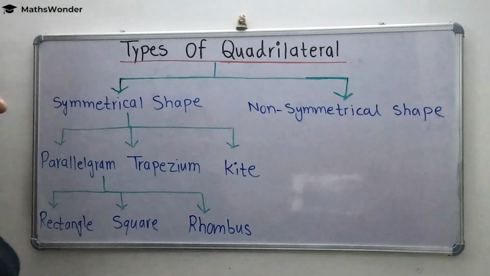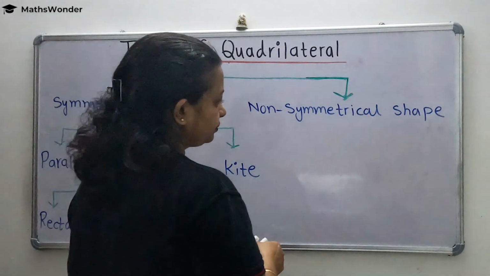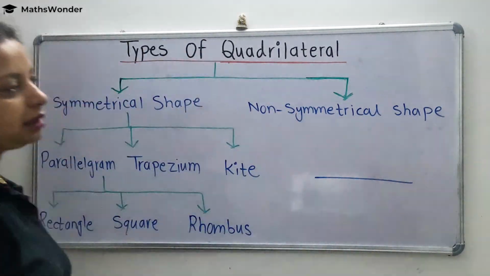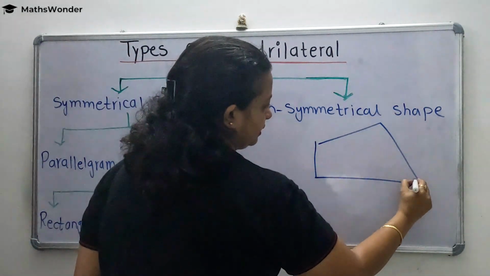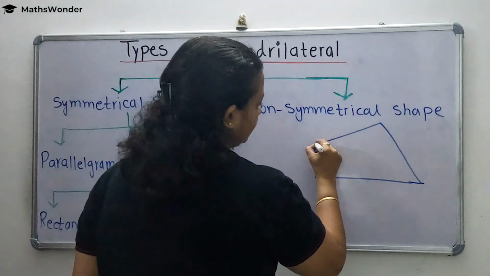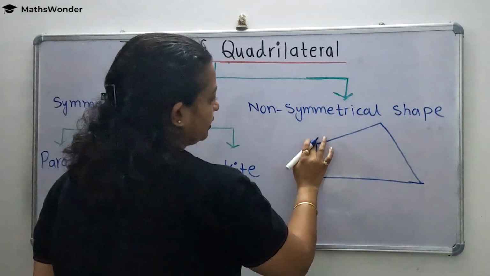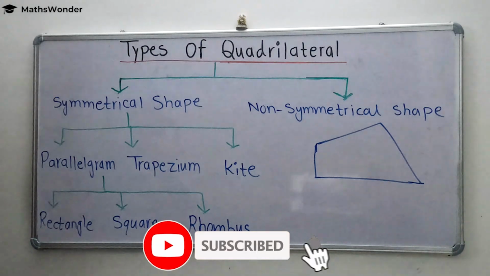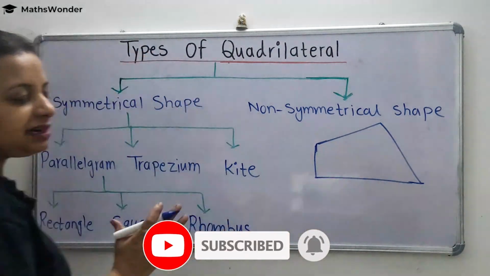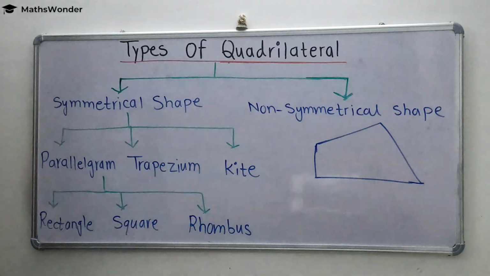Now non-symmetrical shape is like, you can draw the shape like this. It's a non-symmetrical shape. This is not used for much, but it is used for finding land area and others. So we will divide it into 2 parts, make it symmetrical and then find the area, perimeter, whatever.